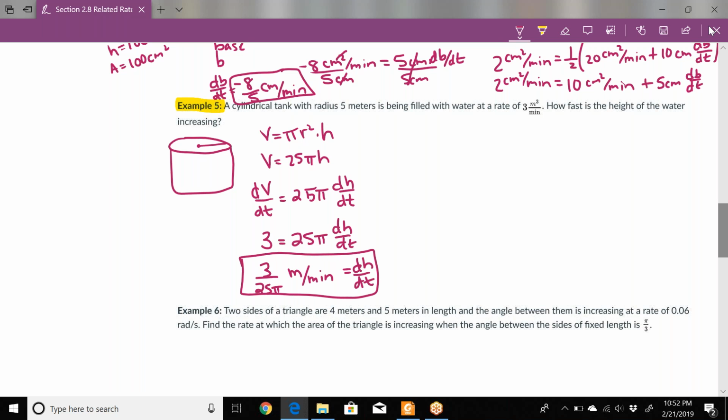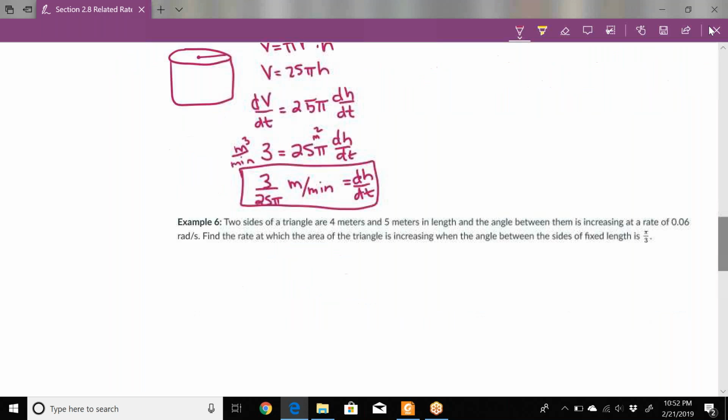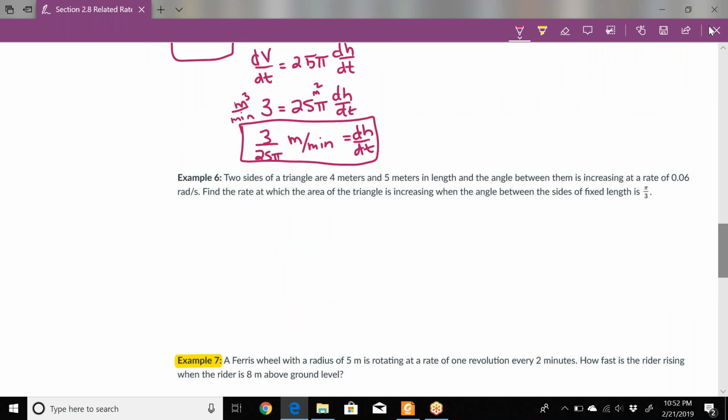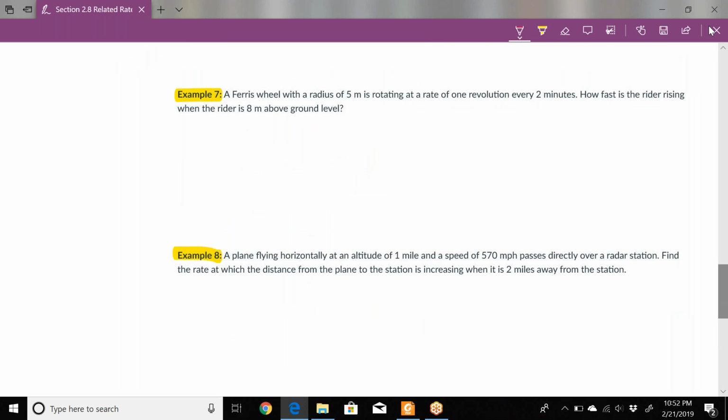Okay. And the reason that it's in meters per minute instead of meters cubed is I didn't write my units on this, but this was meters cubed per minute, just in case you're wondering. And when you squared the radius, that turned into meters squared. So that cancels out and leaves you with just 1 meter. All right, we did 6 in class together, so I'm going to jump down to 7.